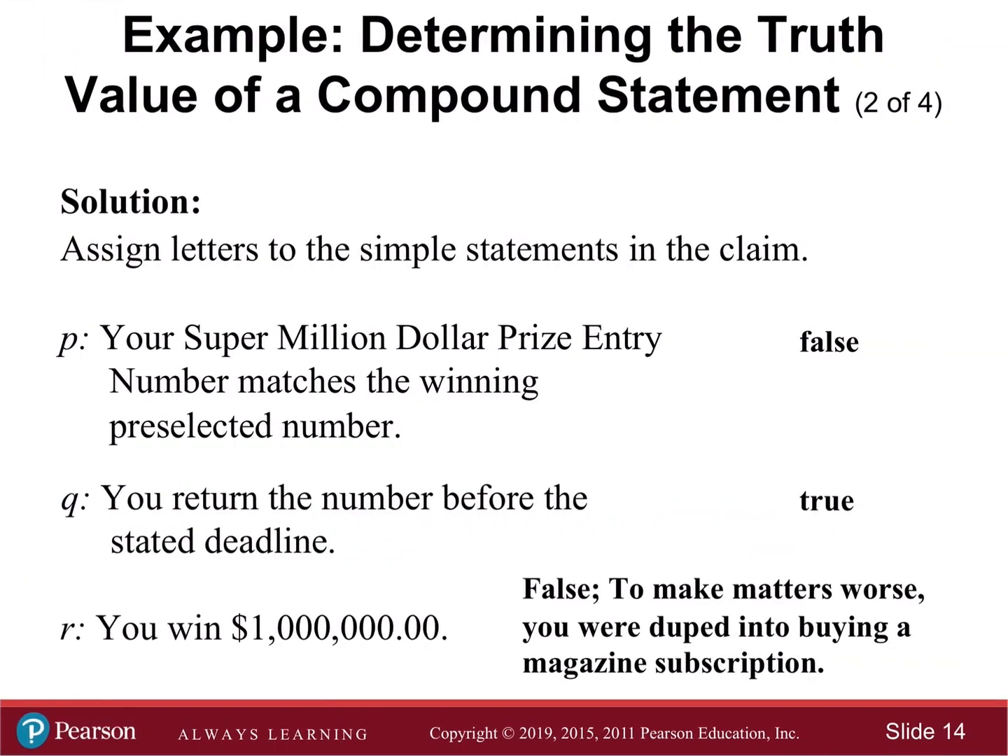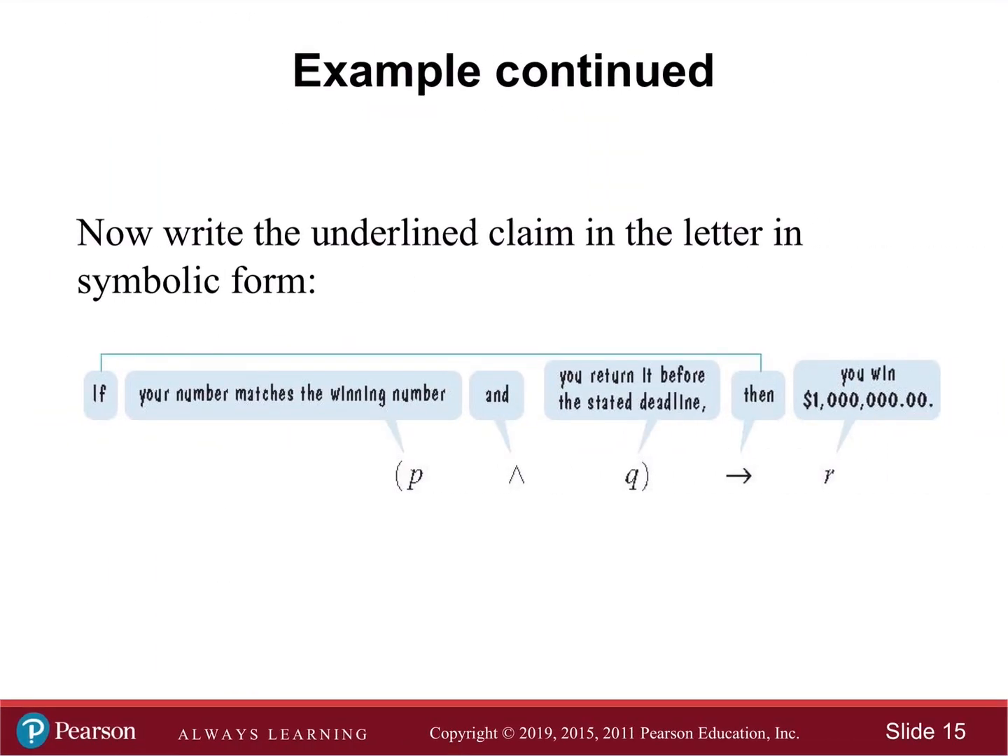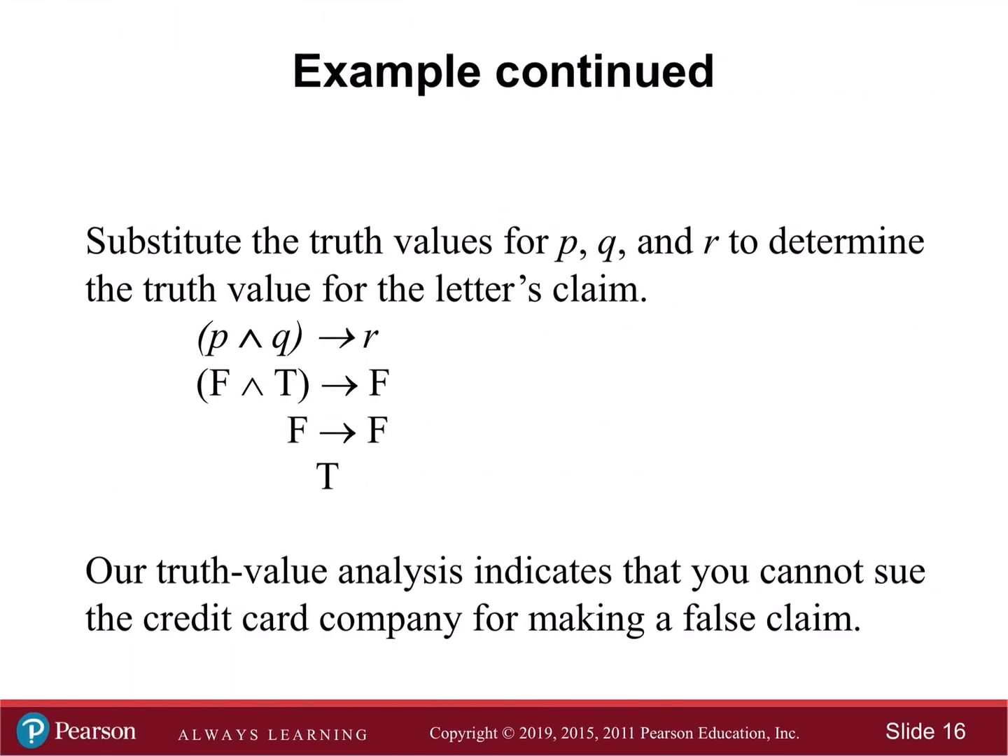Let's see. So P is our number matches, which is false. Q is we returned it before the deadline, which we got true. And then R is we win $1 million, which is false. Duped into buying a magazine subscription. Oh yeah, we got another one. So we got P and Q implies R. Finally, it's true. Our truth value analysis indicates that you cannot sue the credit card company for making a false claim, right? Our number didn't match.